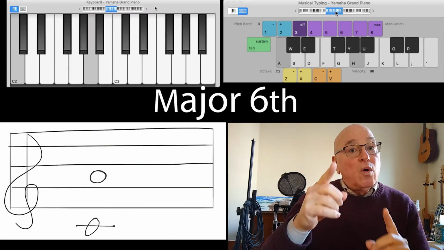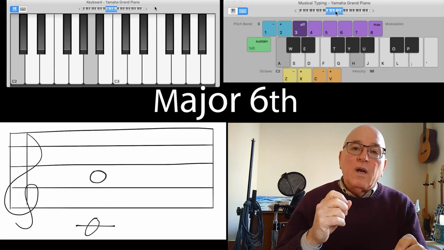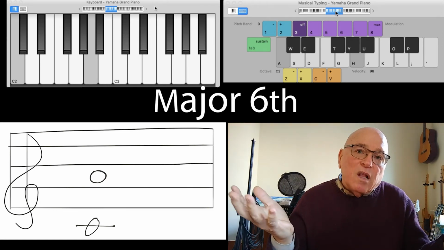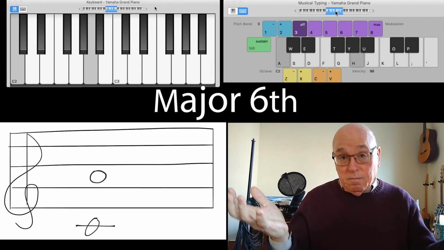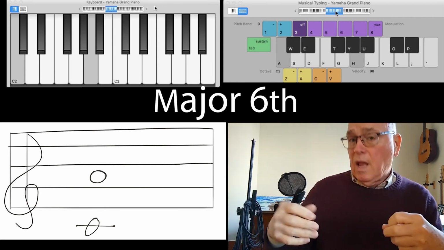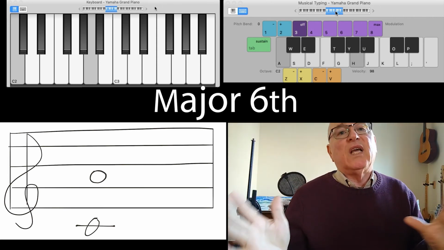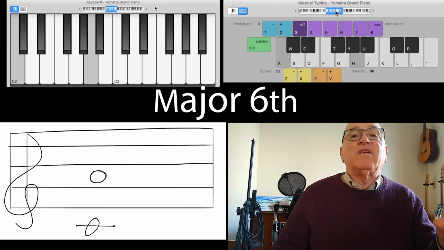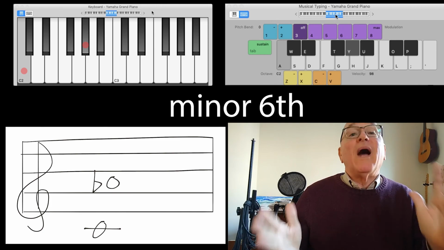Let's go up a whole step from 1 to the 6. In our case, looking at it on this scale of C, it's C to A. That's a major 6. And I think you're understanding that if we lowered that a half step, we would get something called a minor 6.